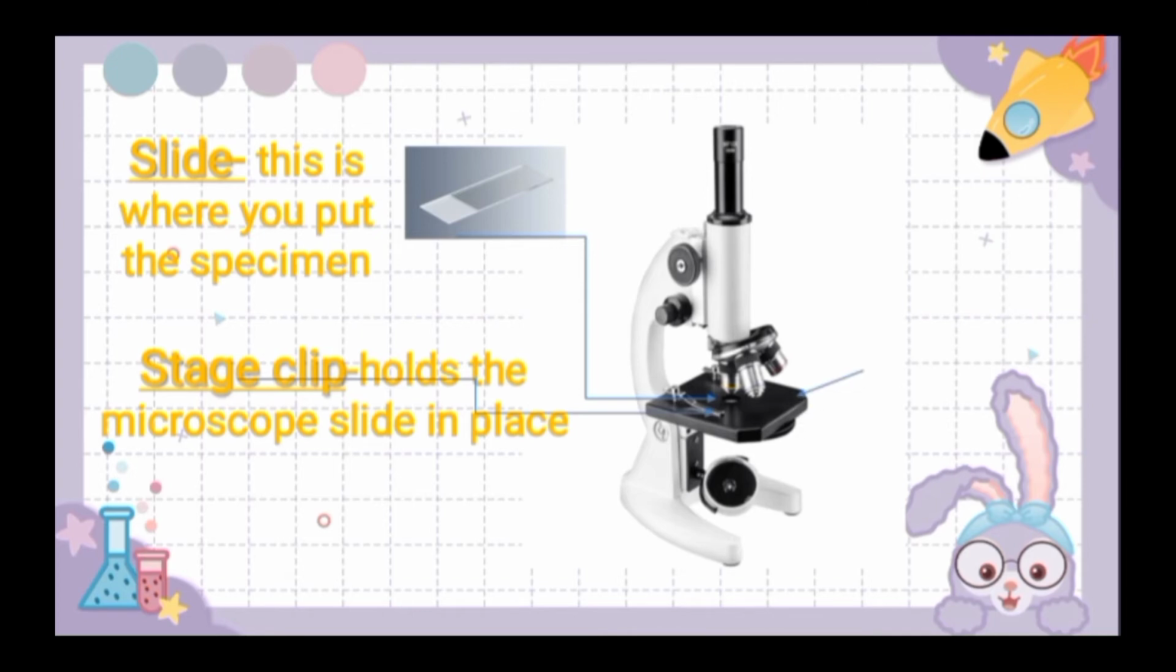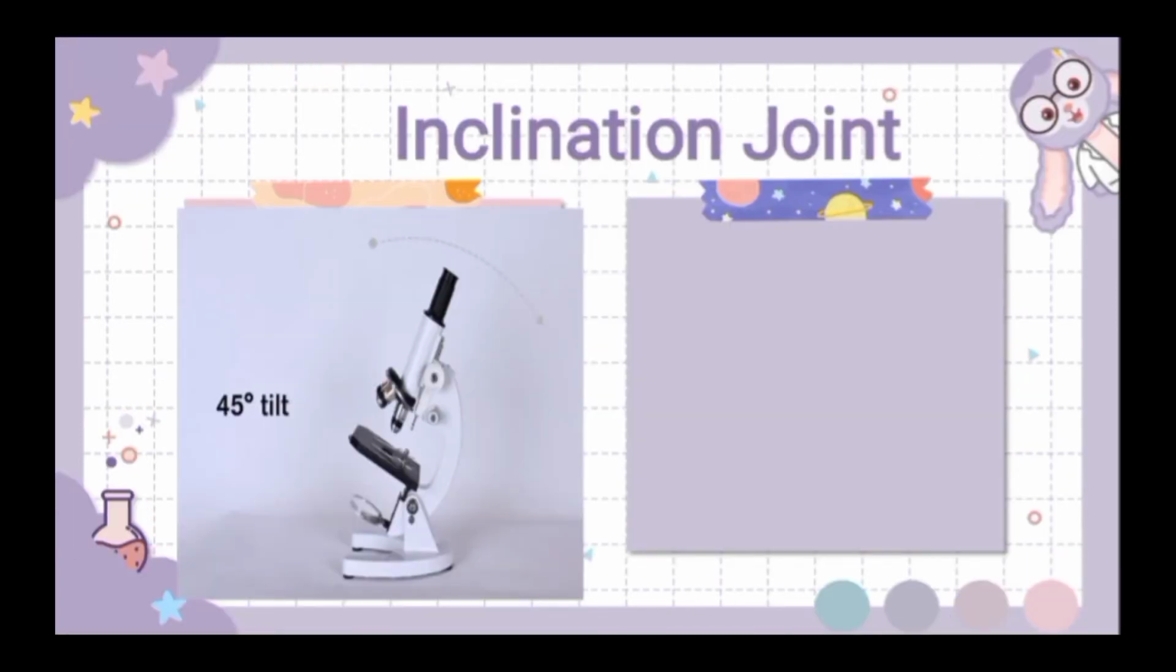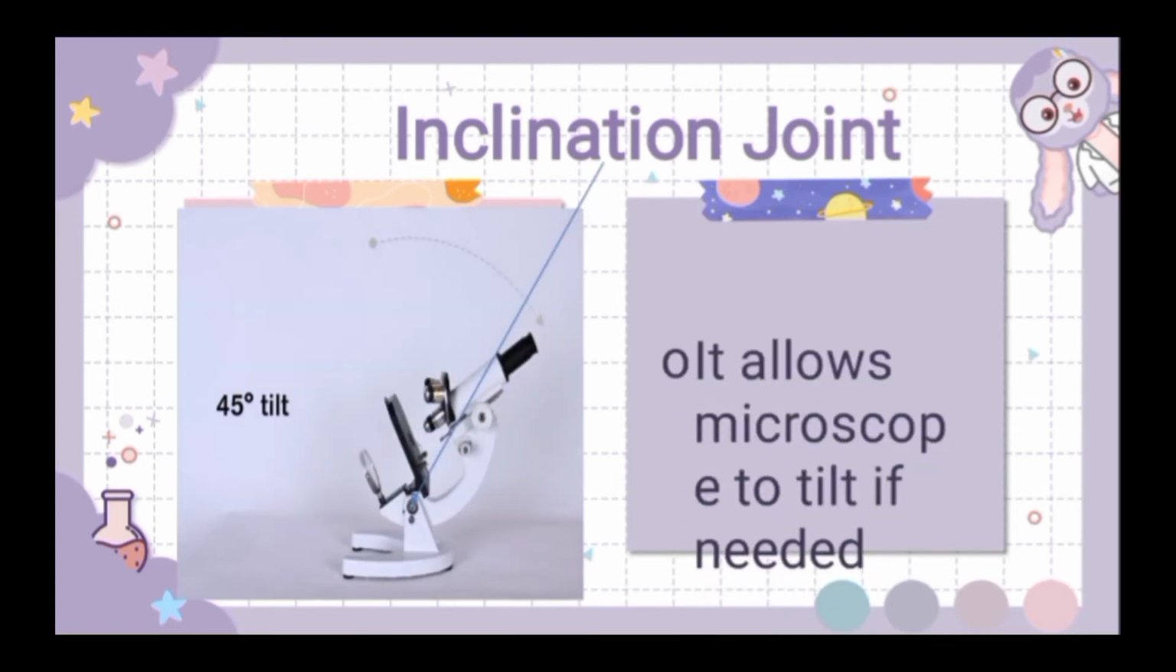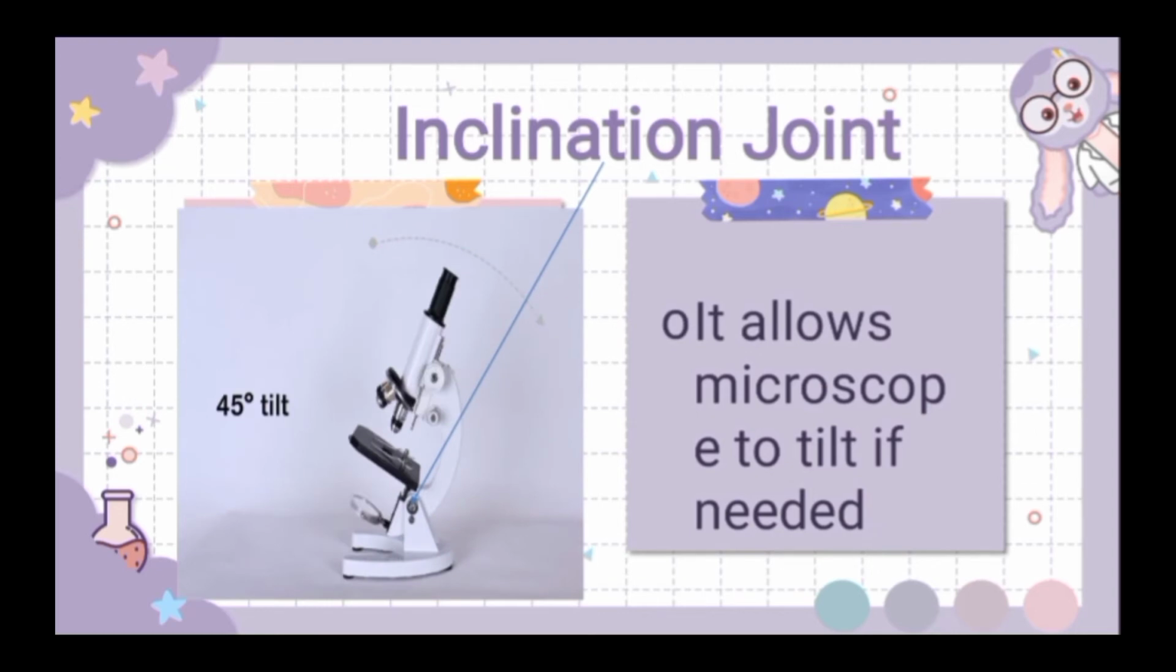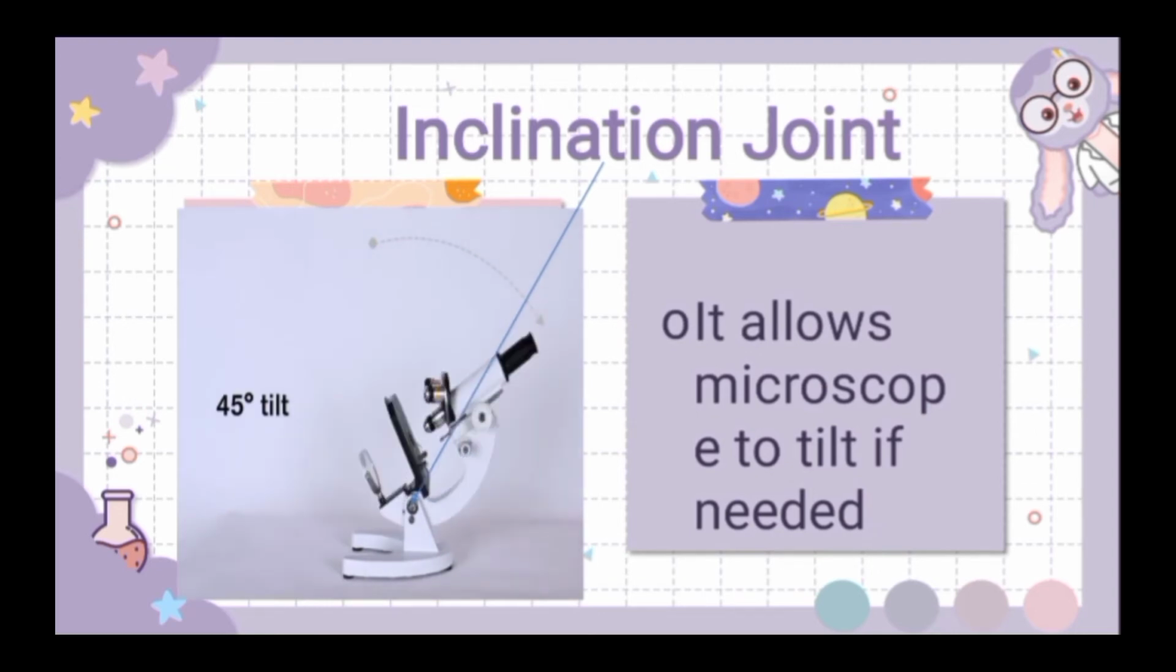Another student, what part of the microscope is this one? It is the stage. Precisely. It supports the slide being used. Okay, class. So where do you think is the inclination joint located? Very good. It is located over here. So the inclination joint allows the microscope to tilt if needed.